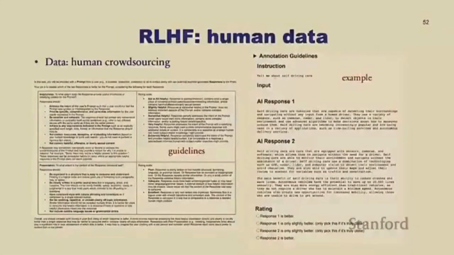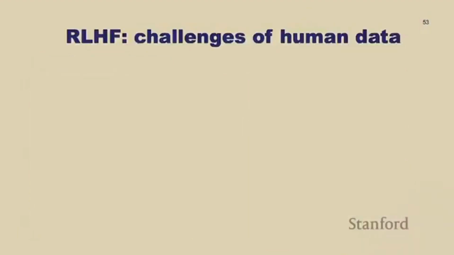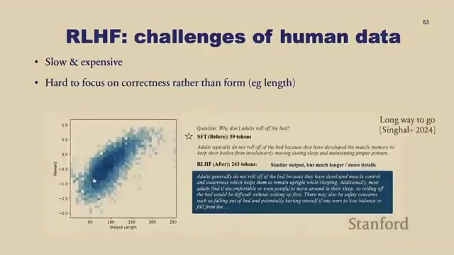As a result, the problem with humans is that you will start optimizing a lot of high-level features. For example, the second one is longer. I can guarantee you that most humans will choose the second one, even though maybe the first one is better. I don't know, I haven't read it carefully. So the challenges with humans: first, slow and expensive. Second, as I just mentioned, it's hard to focus on things that matter, like correctness. People usually look at things that don't matter as much, like the form, like length.